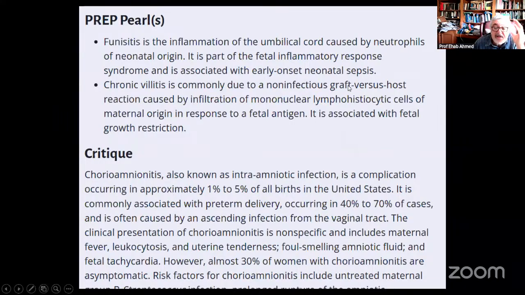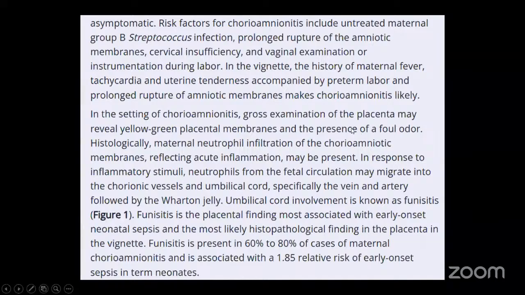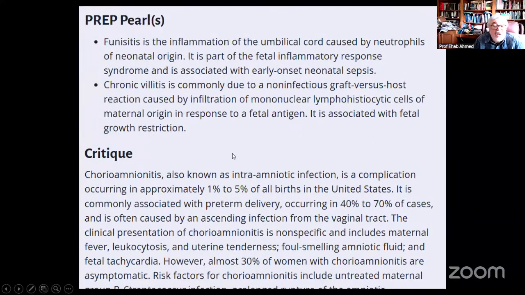Chronic villitis is something totally different. It's a non-infectious graft versus host disease, or a reaction caused by infiltration of mononuclear lymphocytic cells of maternal origin in response to a fetal antigen. It is associated with growth restriction. So this is the importance of chronic villitis. If this happens, it can cause fetal growth restriction, because many times we have a baby who is SGA or IUGR, and we don't know the reason. And almost always we think of CMV, but it could be because of chronic villitis.